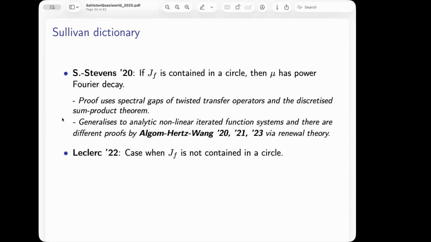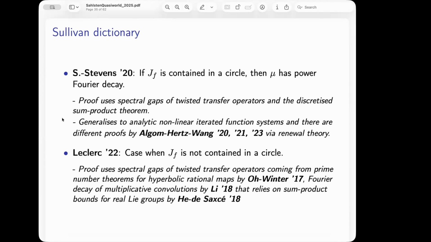That's when it's not contained in a circle, like in these pictures we saw, like all these other Julia sets. These require adapting ideas of Naud and Winter from prime number theorems for hyperbolic rational maps. In that, they studied this type of spectral gap as well for these twisted transfer operators, and then it was adapted in a similar fashion as Lindenstrauss and Pan, also using some sum-product bounds from real Lie groups. So then Leclerc found a way.